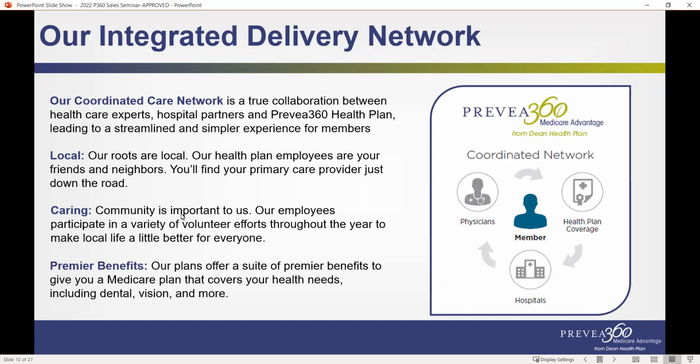Our plans offer a suite of premium benefits to give you a Medicare plan that covers your health needs, including dental, vision, and more.